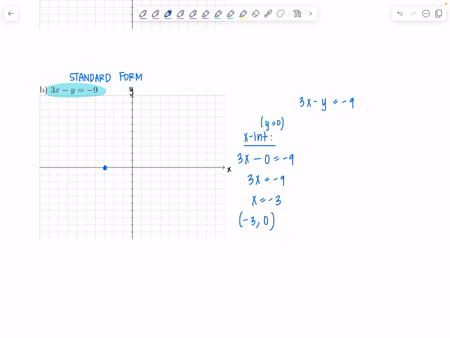And then you can get the y-intercept. To get the y-intercept, you plug in 0 for x. So you'd have 3 times 0 minus y is negative 9. So negative y is negative 9, y is 9. But this is an ordered pair, right? 0, 9. So 1, 2, 3, 4, 5, 6, 7, 8, 9. Okay, so those are our 2 points.